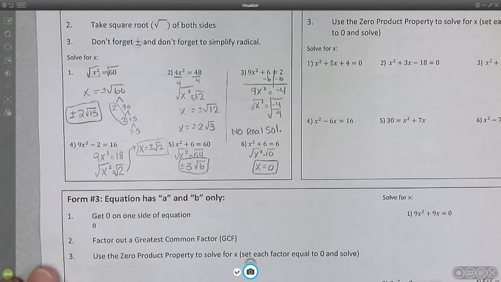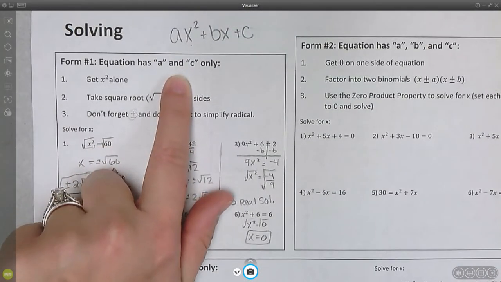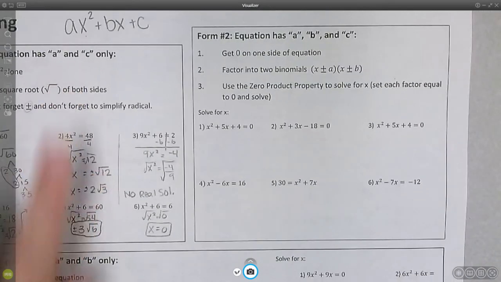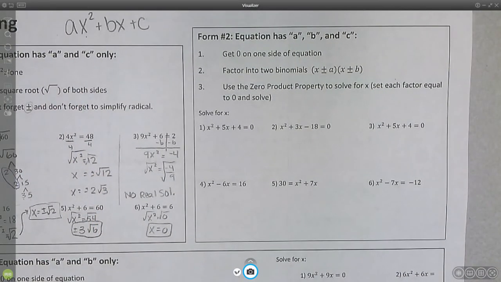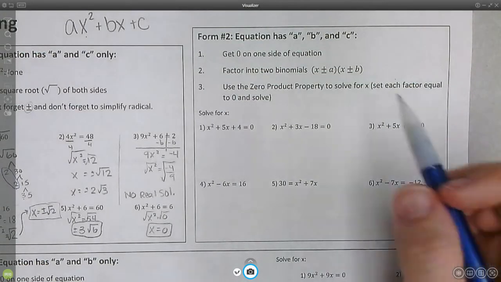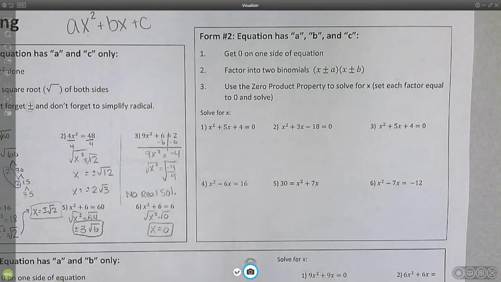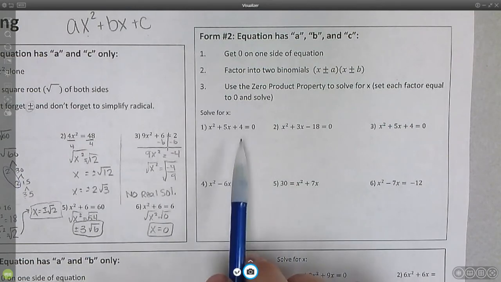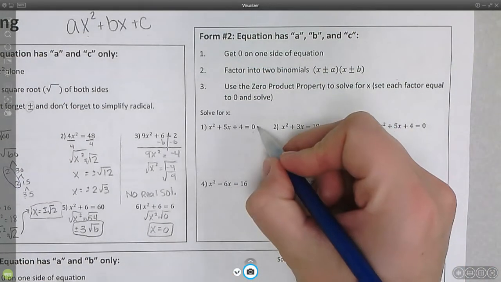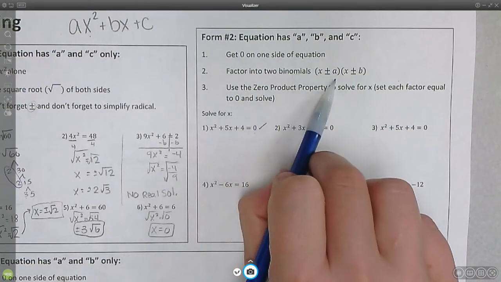Okay, so that is when you only have an A and a C term. So if I go over here to A, B, and C, that means we have three terms. We have an x squared, you have an x, and you have a constant. So the first step says get 0 on one side of your equation. Okay, so this first one is already there. Check. Factor into two binomials.